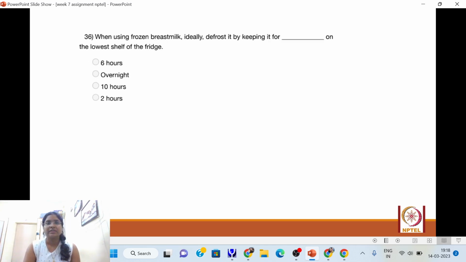Right? So the next question comes, when using frozen breast milk, ideally defrost it by keeping it for dash on the lowest shelf of the fridge. 6 hours, overnight, 10 hours, or 2 hours. So now if you are using frozen breast milk, you have to defrost it. So what is the ideal time you need to defrost your frozen milk at the lower shelf of the fridge, not at room temperature, right? So time, think and answer.